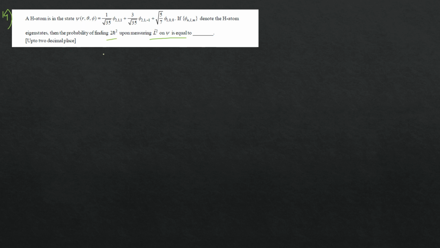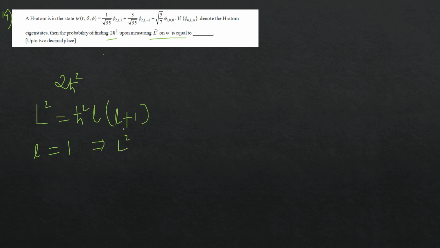Right? 2h cut square. So how will we get 2h cut square in the first place? The eigenvalue of L square is h cut square L into L plus 1. So L is how much? Exactly, L is 1. If L is 1, then L square becomes 2h cut square, isn't it? L square will be 1 into 1 plus 1, 1 into 2, 2h cut square. So L square becomes 2h cut square only when L is 1.